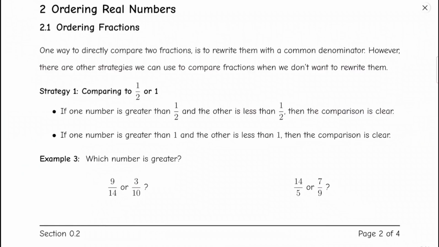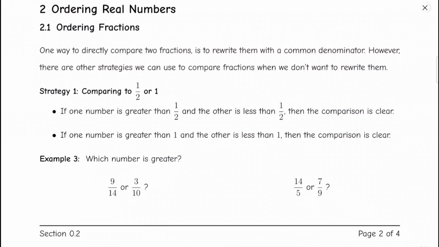Well, this is part 2 of section 0.2. Today we're going to talk about ordering real numbers. 2.1. Ordering fractions. One way to directly compare two fractions is to rewrite them with a common denominator. However, there are other strategies we can use to compare fractions when we don't want to rewrite them.